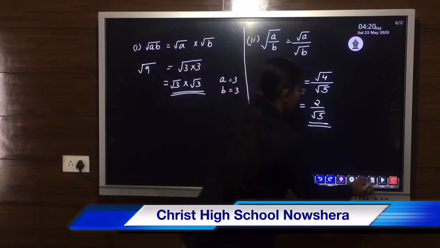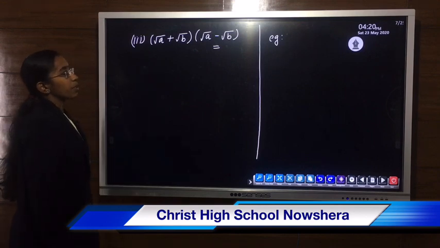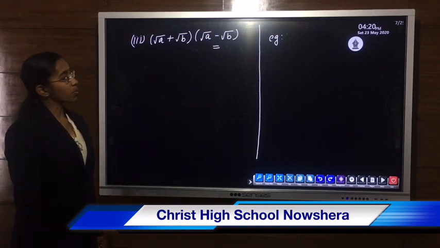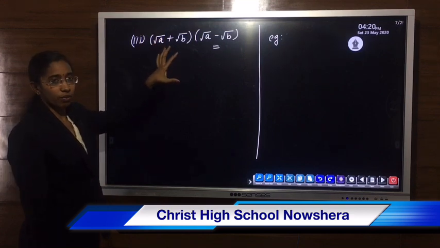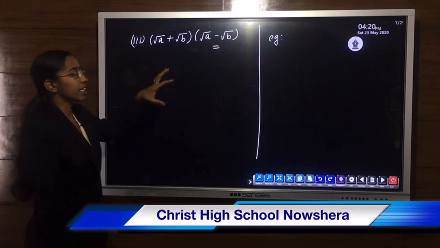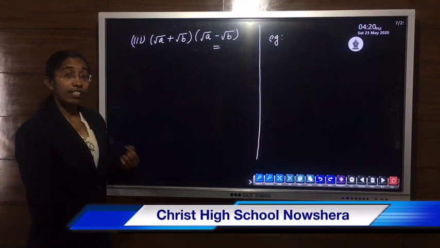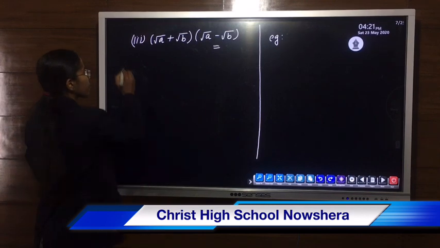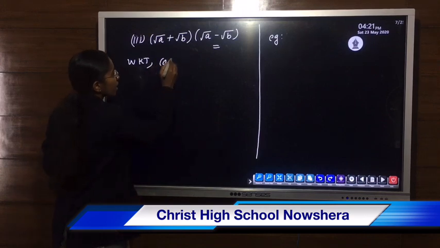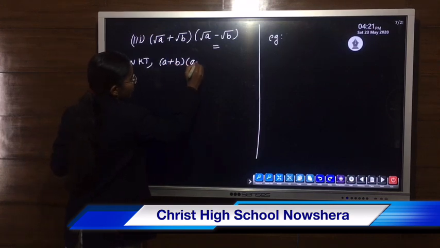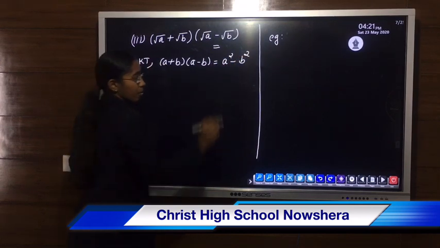And what is our third equation? Root a plus root b into root a minus root b. This is what is a plus b into a minus b. That equation we know. We already studied it in our previous class. What is a plus b into a minus b? A plus b into a minus b is a square minus b square.